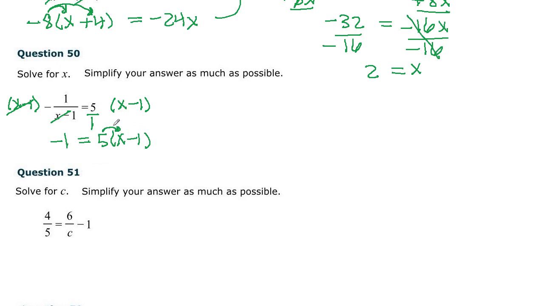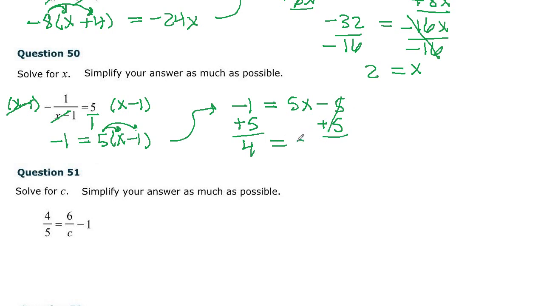So then we need to multiply in that 5. So we'll have negative 1 on the left, 5 times x minus 5 times 1, 5x minus 5. No more fractions. Add 5 on both sides to bring that over to the left. So 4 on the left, and these guys cancel, just 5x on the right. And then divide off that 5. Undo the multiplication. So x is 4/5.